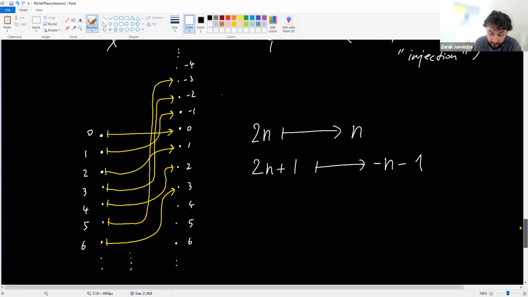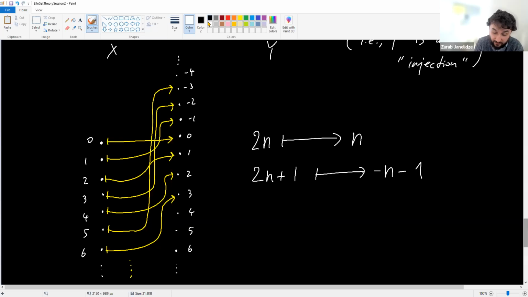So it turns out that the size of a set is usually written like this. It turns out that the size of the set of natural numbers is the same as the size of the set of integers.